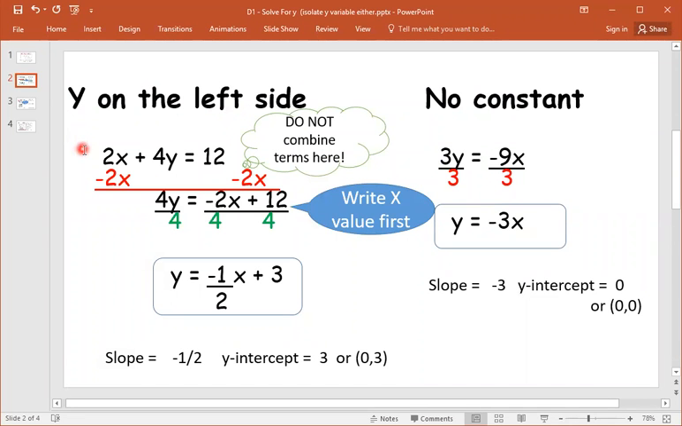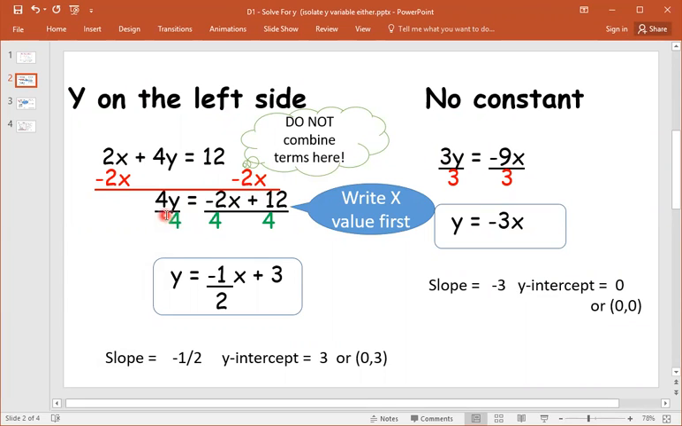So first we're going to solve where the y variable is on the left side. We have 2x plus 4y equals 12. Since the y variable is on the left, I'm going to leave it there, and I want to move everything else to the right. So I need to move this 2x by subtracting 2x from both sides. But on the right side, there is no x variable for me to put this with, so I want to put it out by itself on the end.